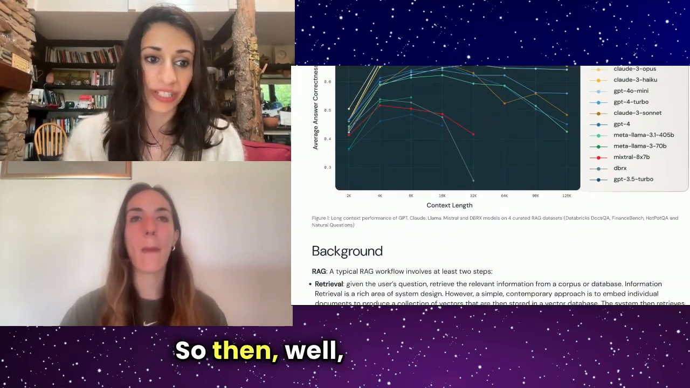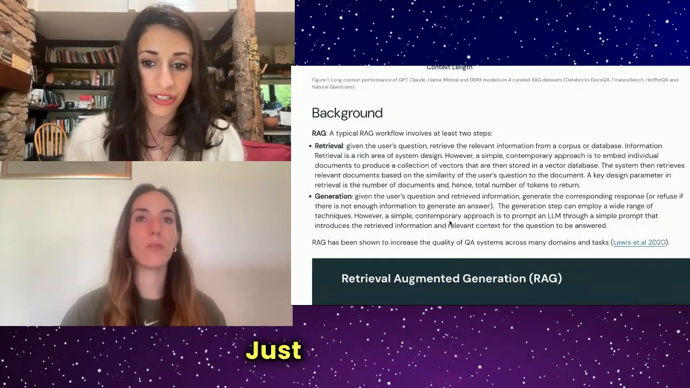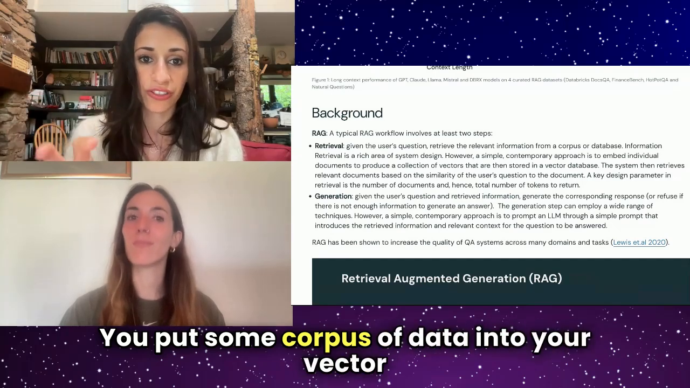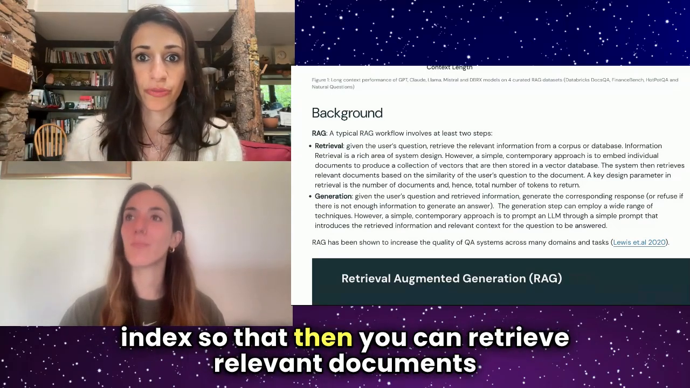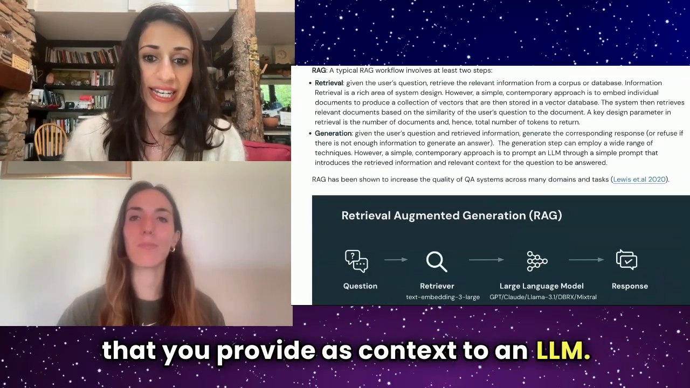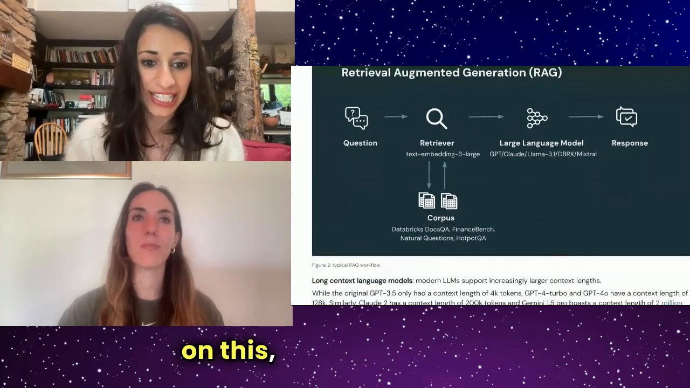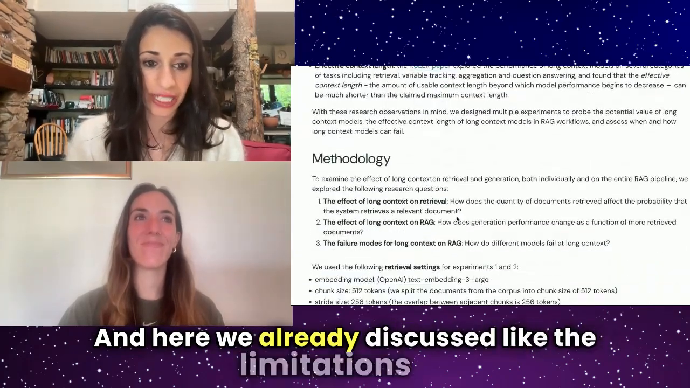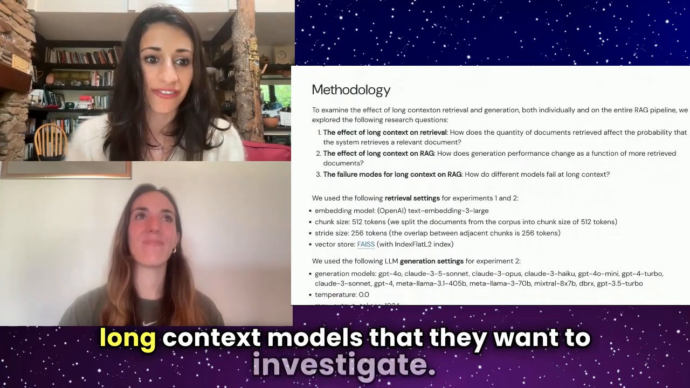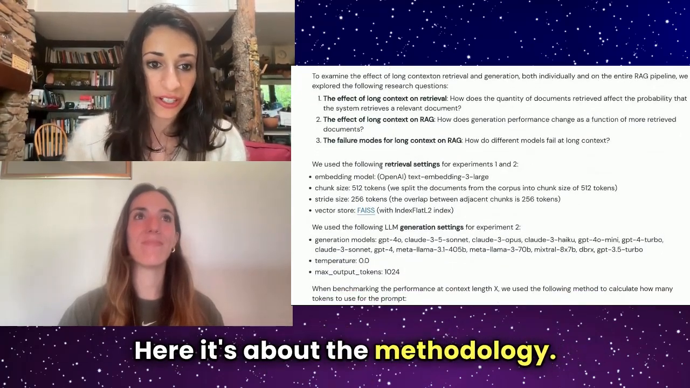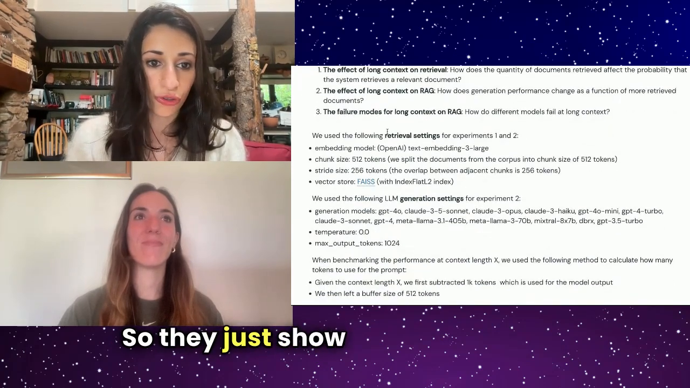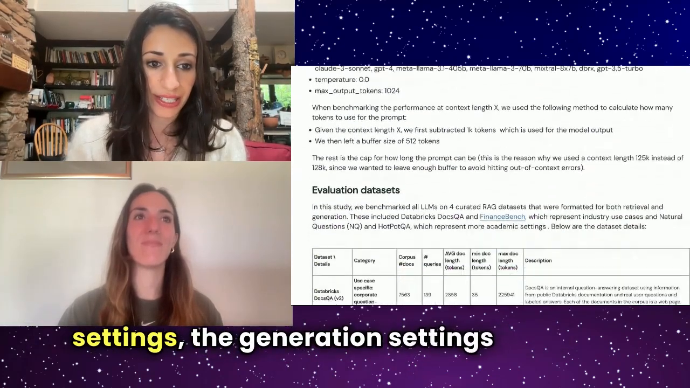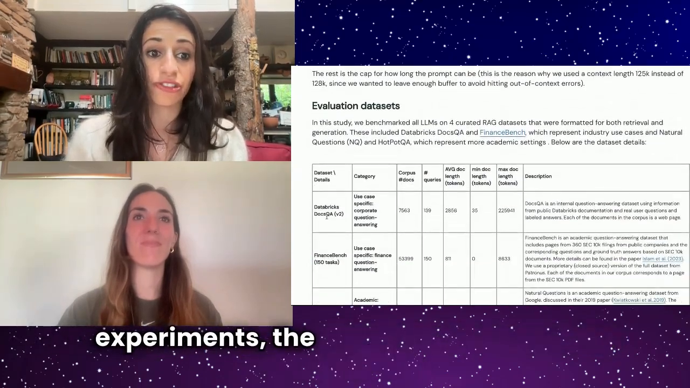So then, they start by just describing what RAG is, in a nutshell. You put some corpus of data into a vector index so that then you can retrieve relevant documents that you provide as context to an LLM. I think we have already done some videos on this. Feel free to check. And here we already discussed the limitations of long context models that they want to investigate. Here it's about the methodology. So they just show and share all the retrieval settings, the generation settings that they used for the experiments, the evaluation data sets.